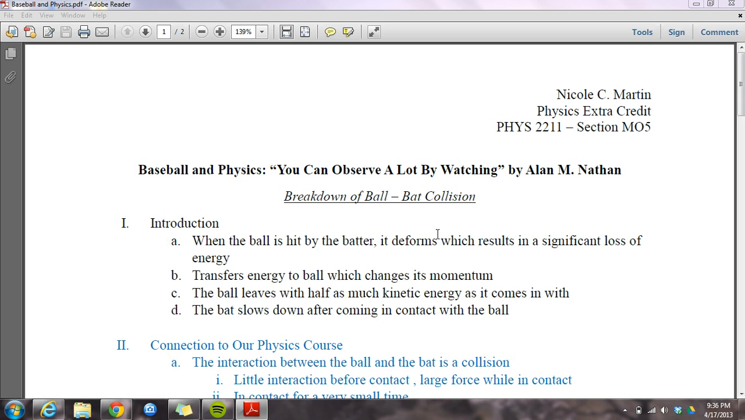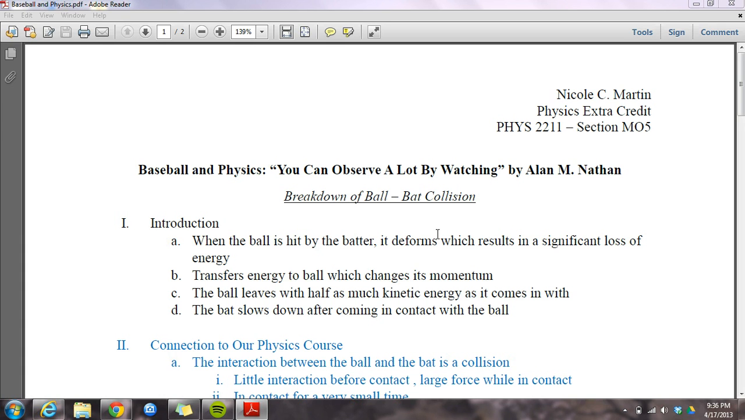The lecture I attended for extra credit was given by Alan Nathan, and it was titled Baseball and Physics. You can learn a lot by watching. Basically, the topic of the entire lecture was the breakdown of the ball-bat collision during baseball games. He started off introducing what actually happens during the ball-bat collision.